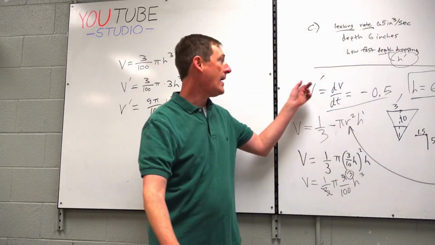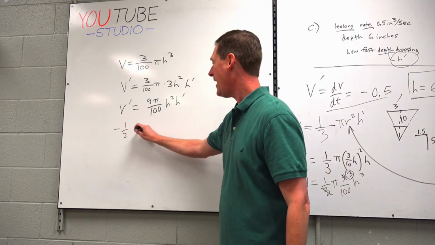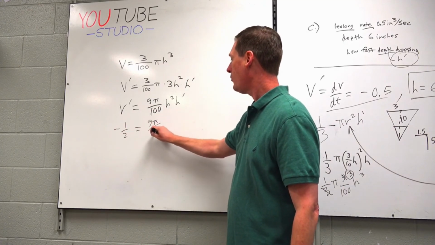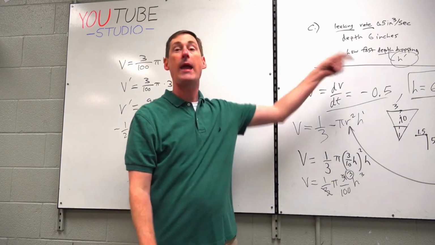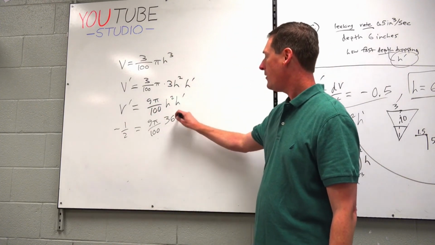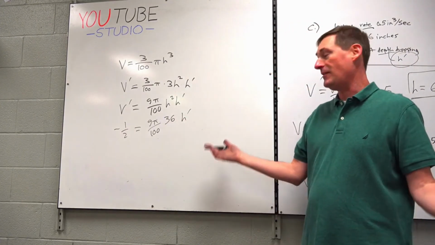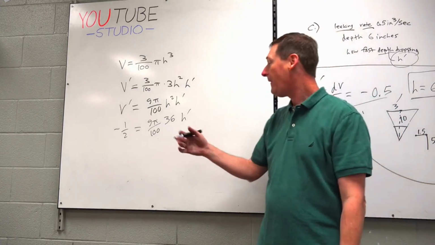What's V prime? Negative 0.5. Ooh, don't like decimals. Let's plug in negative 1/2. Okay? 9 pi over 100. Do we know h or h prime? H is 6. Bingo. 6 squared, 36. Oh, we can get h prime by itself. Piece of cake. This is back to middle school now, right?